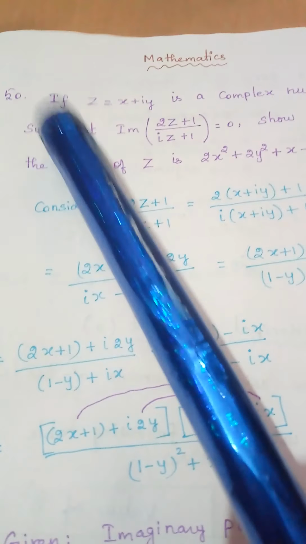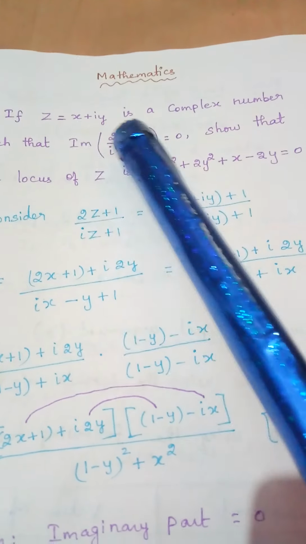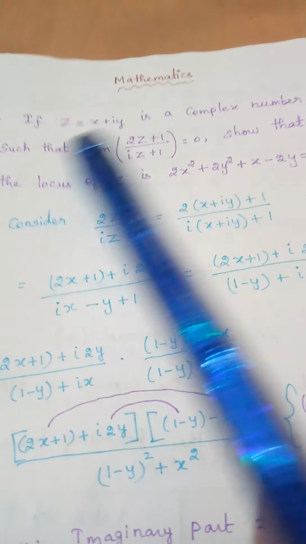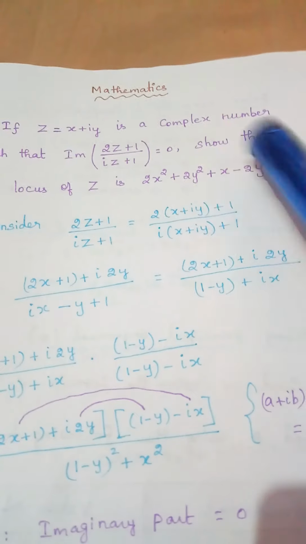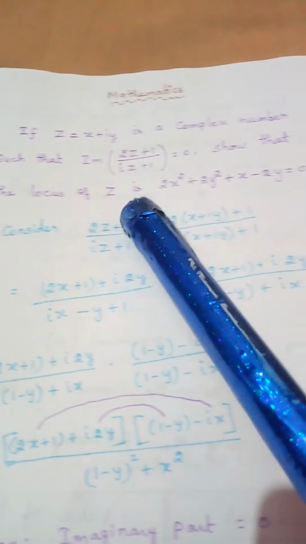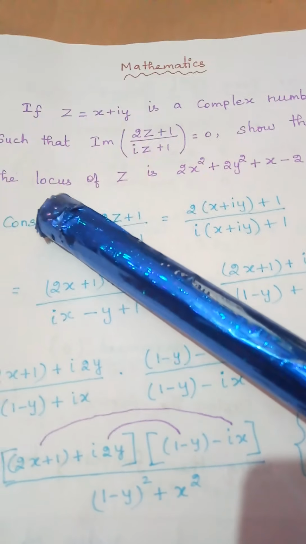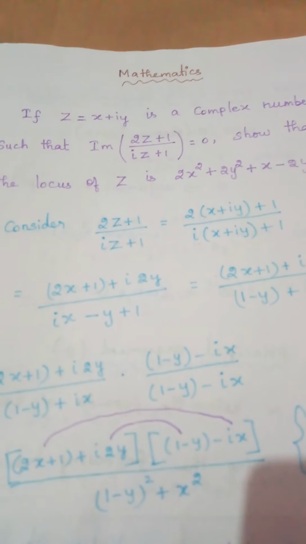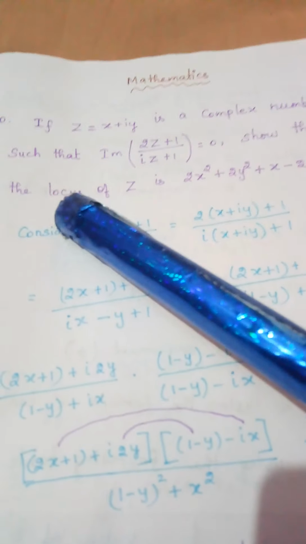Try to understand this. If z is equal to x plus iy, a complex number, such that one condition is given, that the imaginary part of this is equal to 0, then show that the locus of z is this equation. You know very well what is meant by locus. Locus is nothing but the path traced by a moving point.